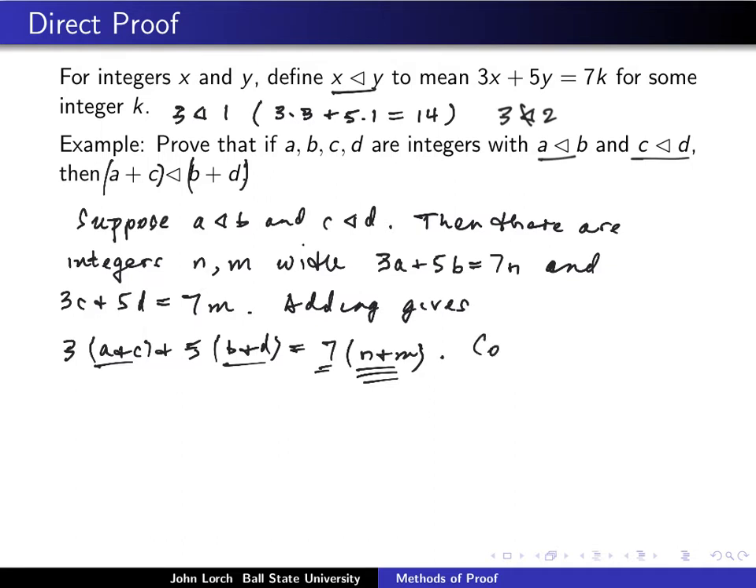So we can conclude that a plus c triangle b plus d holds. And that's the end of the proof.